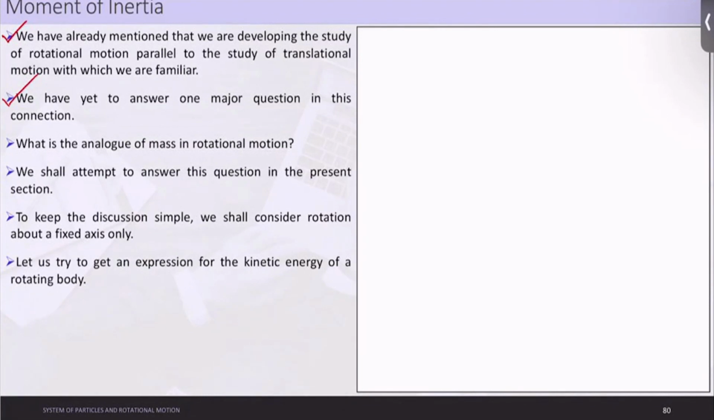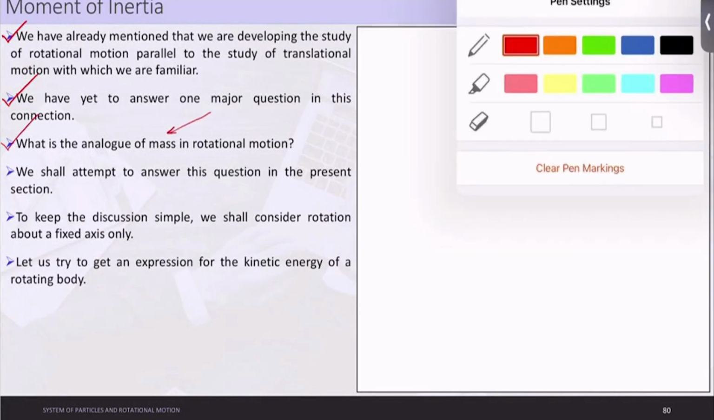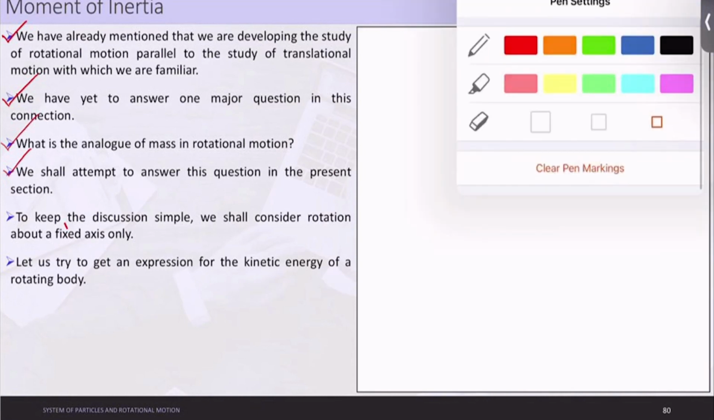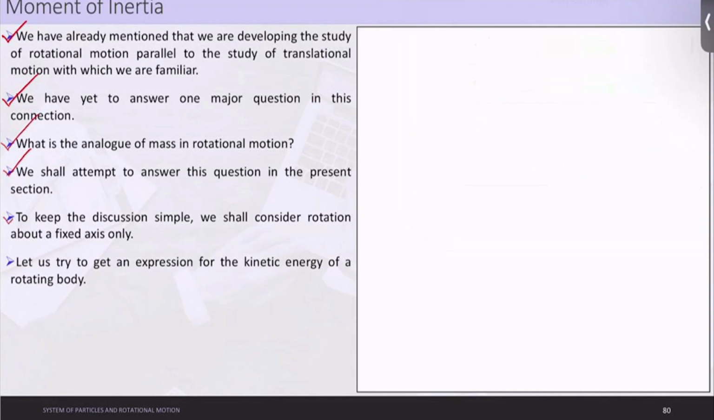Now let us understand more. We have yet to answer one major question in this connection: what is analogous to the mass in the rotational system? Mass is not the same. There has to be some change because there has to be some analogy to be made here. We shall attempt to answer this question in the present section. To keep this discussion simple, we shall first consider rotation about a fixed axis only.